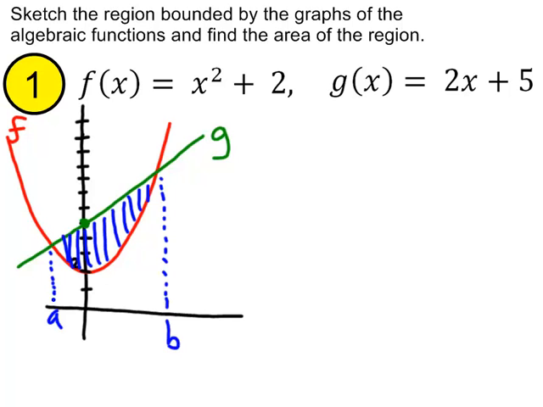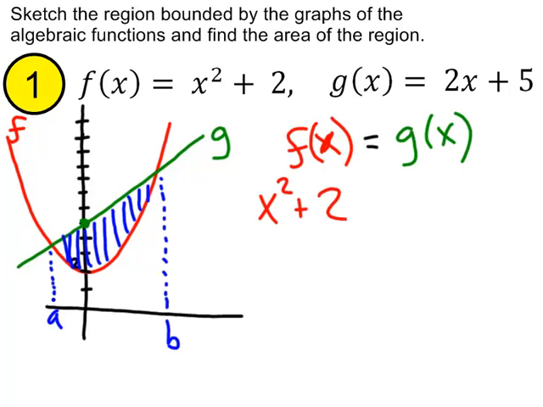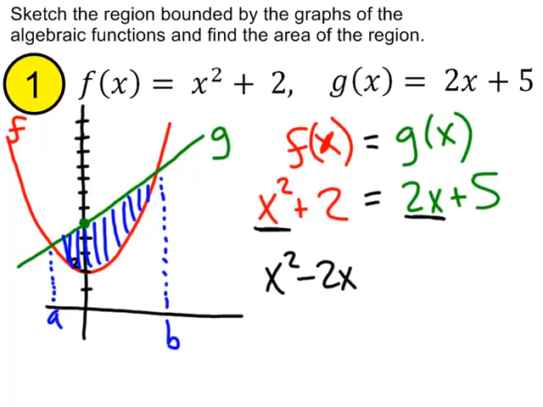So our next task is to find a and b, and we'll do that by algebraically setting f of x equal to g of x. Let's go ahead and put f of x, x squared plus 2, equals 2x plus 5. Let's subtract everything over to one side. So we'll have x squared minus 2x, and then plus 2, and we'll subtract the 5 over to the left. That'll give us minus 3. That'll leave us with 0 on the right.